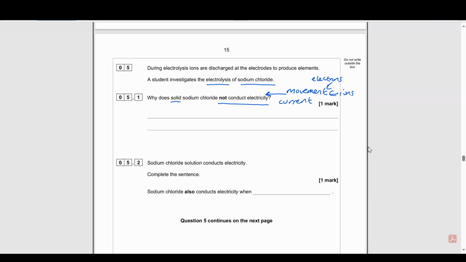But if it's solid sodium chloride, remember that solid sodium chloride will be an ionic compound and its structure will be a lattice. This means that the ions, because sodium chloride is ionic bonding that's involved, are not going to be able to move. If they're not able to move, then a current can't be generated. So that would be the reason: the ions are not free to move.